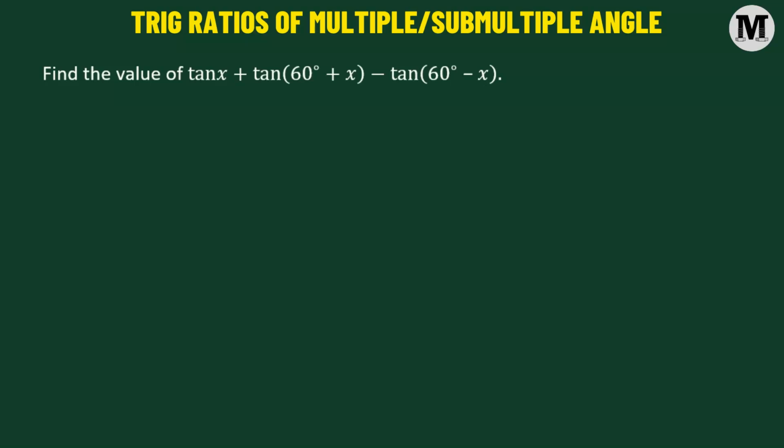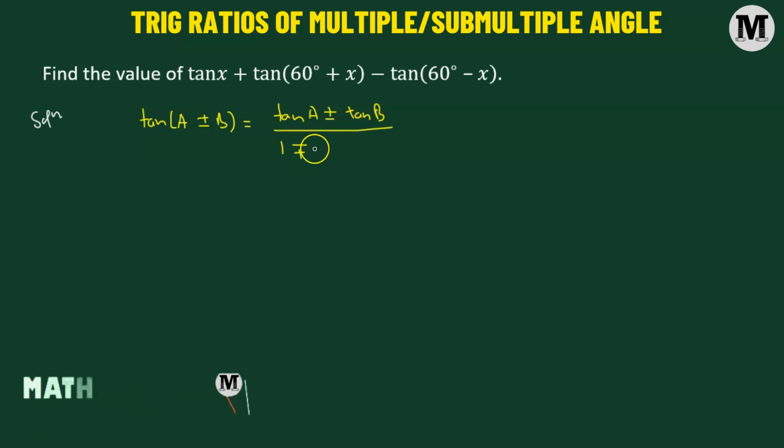We need to find out the value of the given trigonometric expression. Let us begin. Now, what we'll do here, we are going to use a formula to expand the second and the third term. We know that if we have tangent of A plus or minus B, then this can be expanded to get tangent of A plus or minus tangent of B divided by 1 minus or plus the product tangent of A times tangent of B.